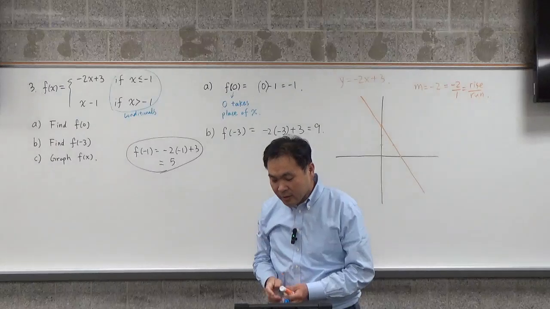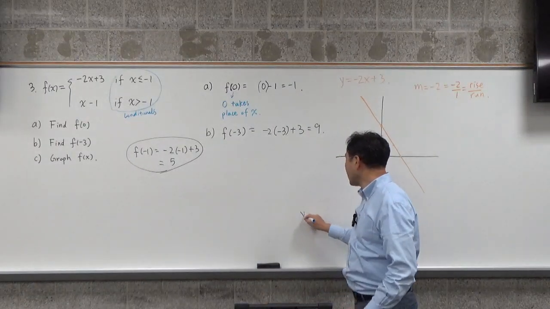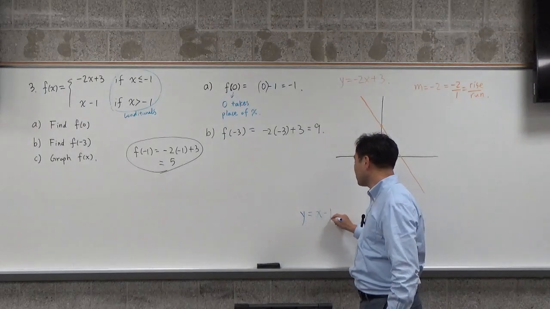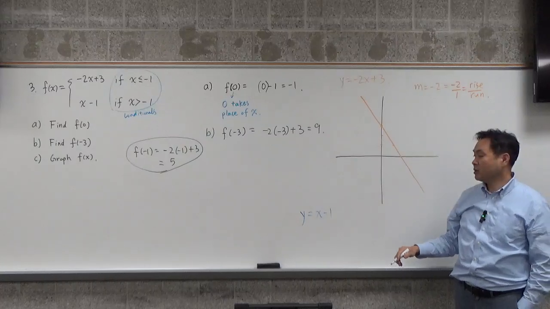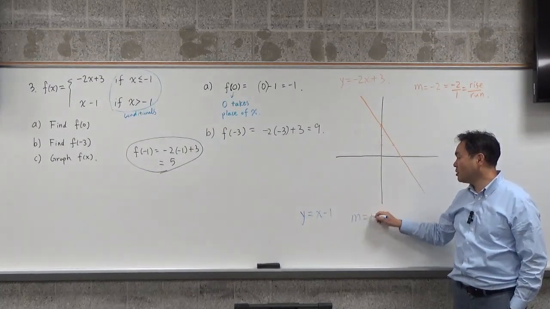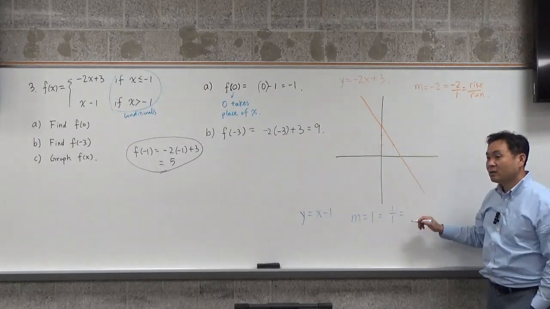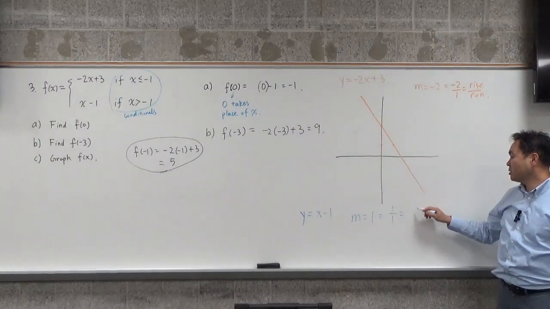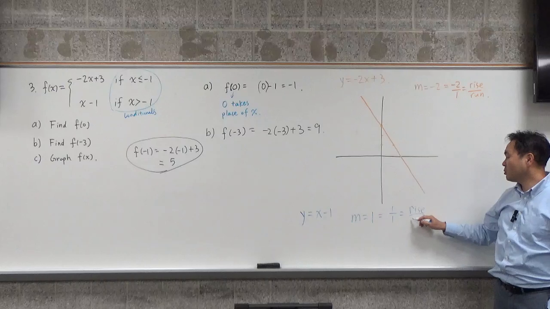All right. On the other hand, let's think about the second graph. What about y equals x minus 1? What's the slope? It's 1 times x, right? So m is 1, which should be thought of as 1 over 1, and that is rise over run, right? So rise is 1, and run is 1.